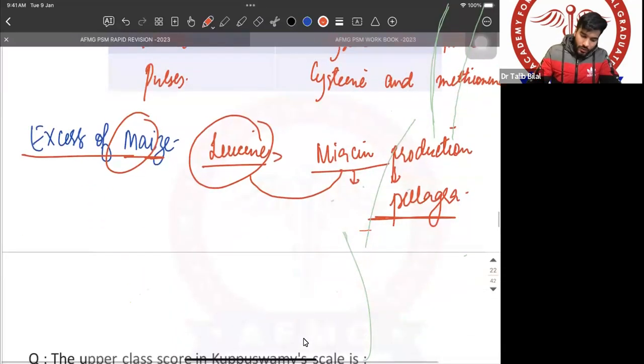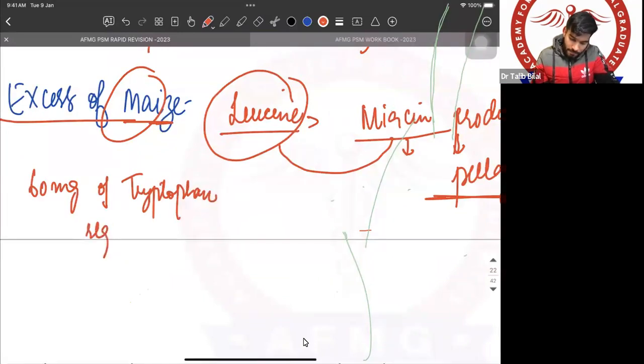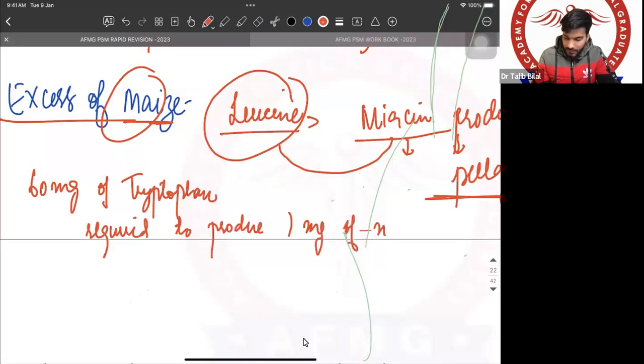Okay. So guys, just remember 60 mg of tryptophan is required to produce 1 mg of niacin. Is that clear? That is an extra point.